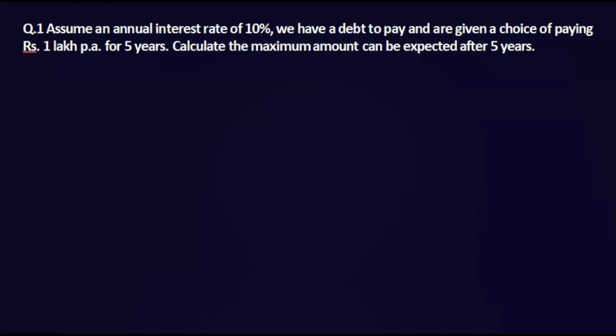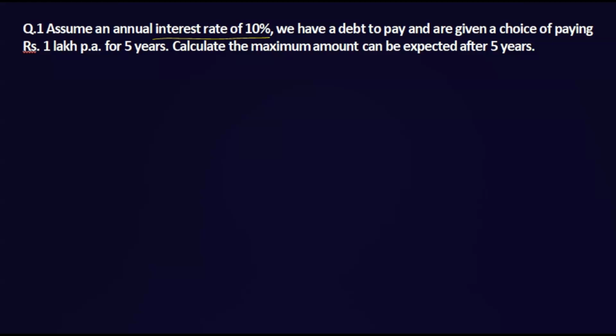Okay, so here is a question. Assume an annual rate of interest of 10%. We have a debt to pay, in which the interest rate is 10%, and we have a choice that we can pay this debt with rupees 1 lakh per annum. Per year we can pay 1 lakh for 5 years. That means each year we'll pay 1 lakh. So total 5 lakhs has to be paid, but with the interest rate of 10%.